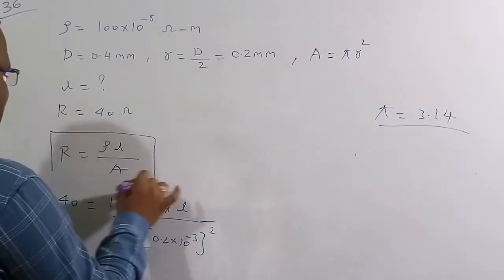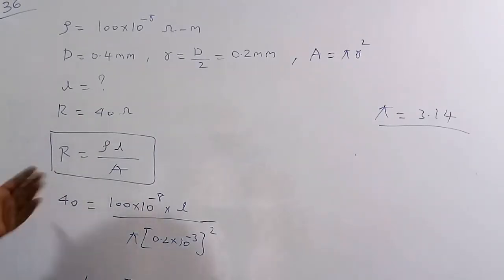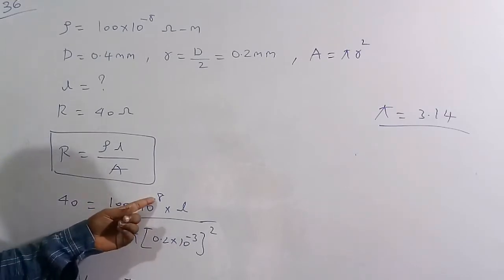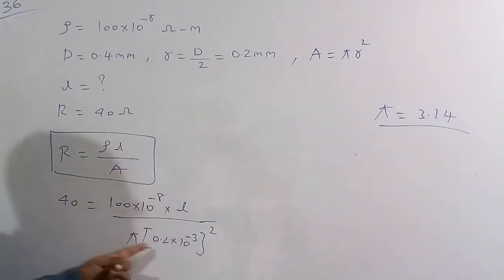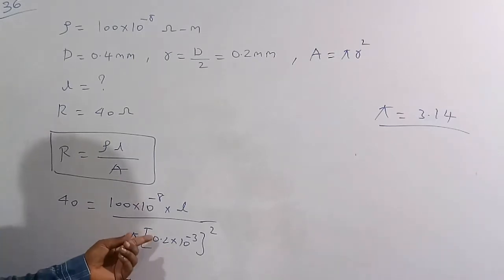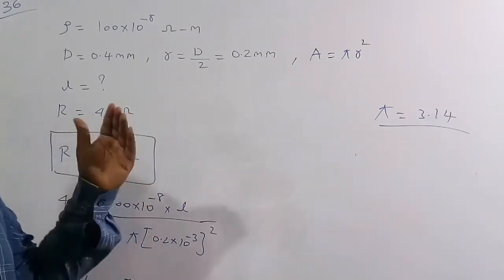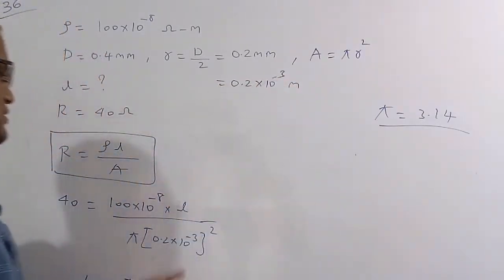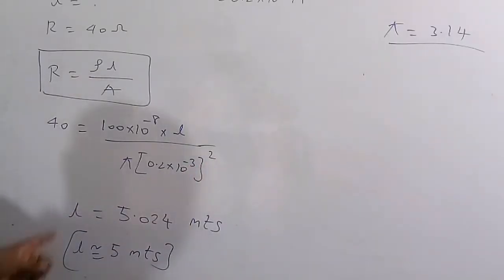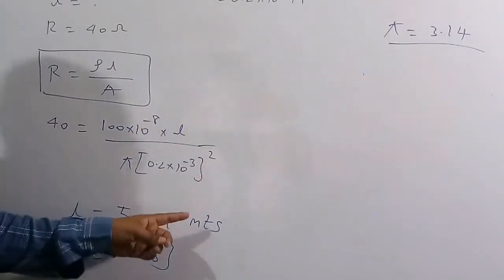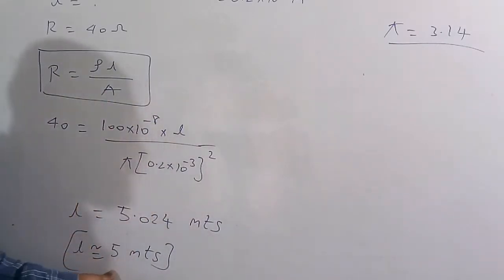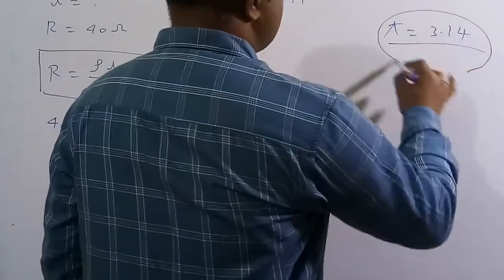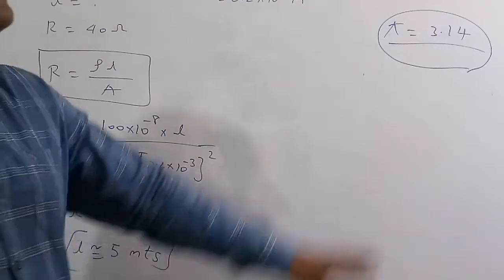The basic relation is resistance R = ρL/A. So substitute all those values. The resistance is 40 ohm, the resistivity is 100 × 10^-8, and L we need to figure out. Area is πr². The radius is 0.2 millimeter, so we need to convert it into meters, which is 0.2 × 10^-3 meters. Substitute here and do the square, and we finally get L = 5.024 meters, but we approximate, so L = 5 meters is the correct solution of this question. The value of pi we assume as 3.14.